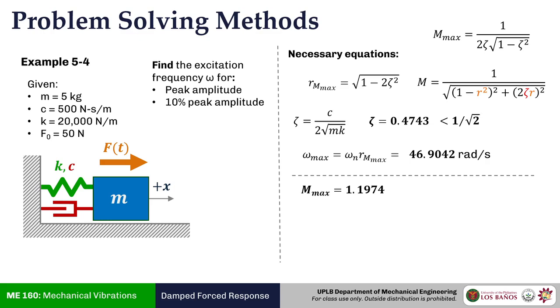So, M max. Sir, ba't natin kinuha yung M max? Kailangan lang naman natin yung frequency omega. That's because kailangan natin yung frequency omega for 10% peak amplitude. So that means kailangan natin yung value ni M max. So this is M max. Tapos kailangan natin na M for the second item will be 10% of this value. So that's M2. Ngayon, hindi na siya peak value kasi it's 10% of the peak nga eh.